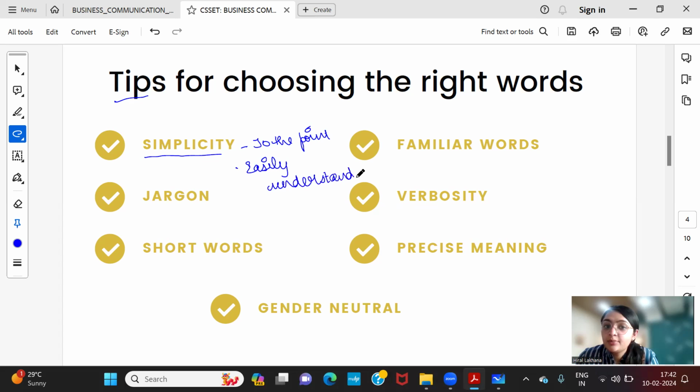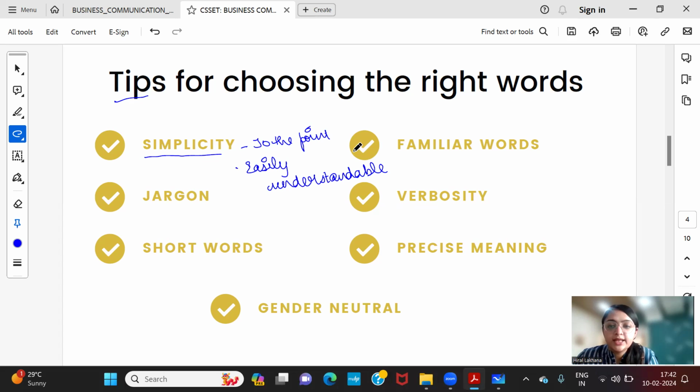So how does this help? Why do we say we need to choose simple words? To make sure that the person who is receiving the communication, the person who is on the receiver's end, is able to understand what we are trying to communicate. So using of simple words over the difficult words will make sure that the conversation remains effective and what you want to communicate is being communicated effectively.